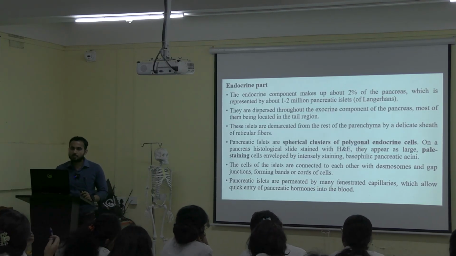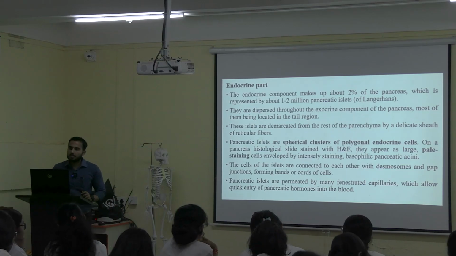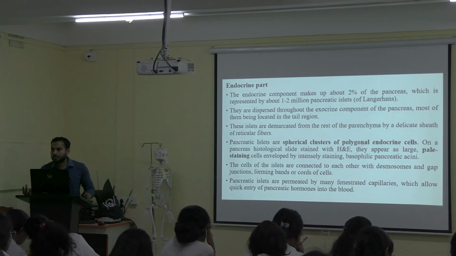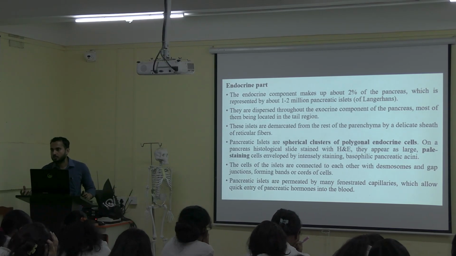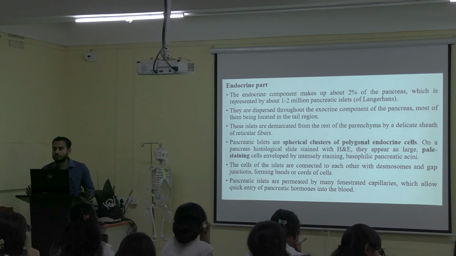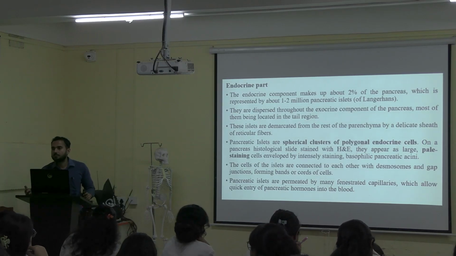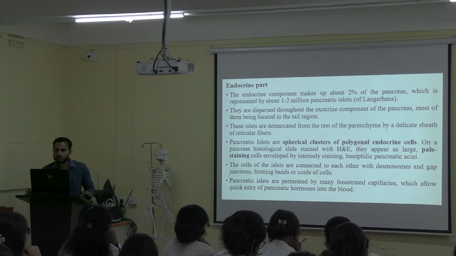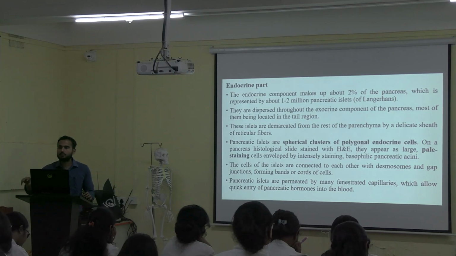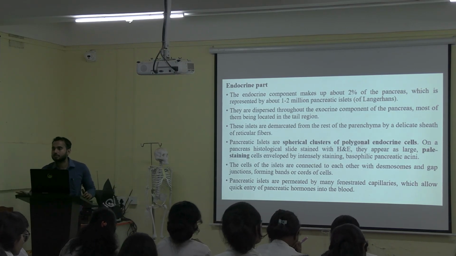Next is the endocrine part of the pancreas. Only 2% of the pancreatic tissue is made up of the endocrine part. The remaining 98% is made up of the exocrine part. So what is present in the endocrine part? Islets, or islets of Langerhans. Majority of them are situated at the tail of the pancreas.